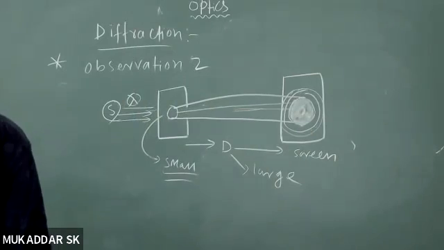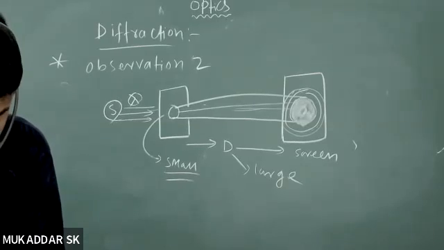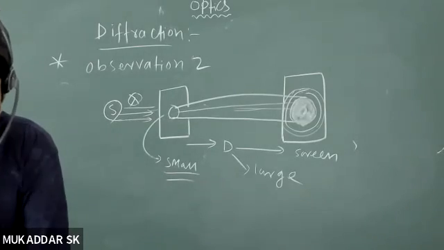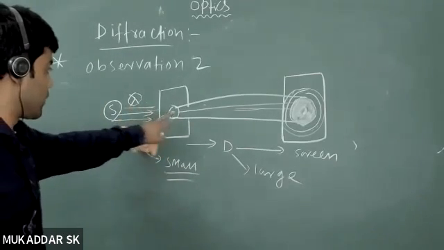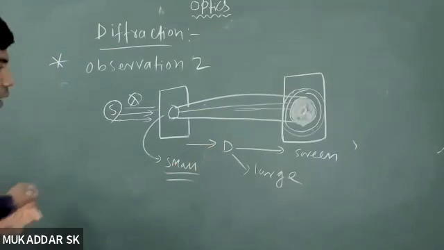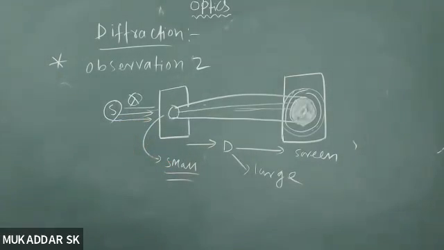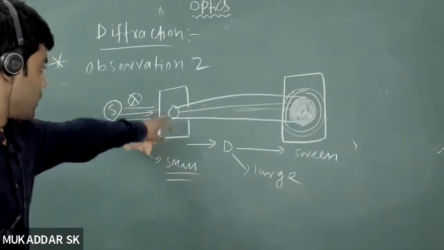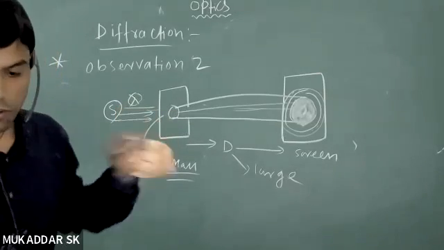So from this discussion we conclude that light will not always travel in a straight line. When it travels through an aperture having a size of the order of the wavelength, it will bend. Also, when it strikes the edge of an opaque object, it will also be bent. So this is all the phenomenon of diffraction. Diffraction is nothing but the bending of light when it passes through a small size aperture or when it strikes the edge of an opaque object.